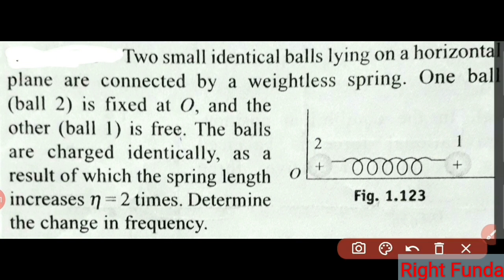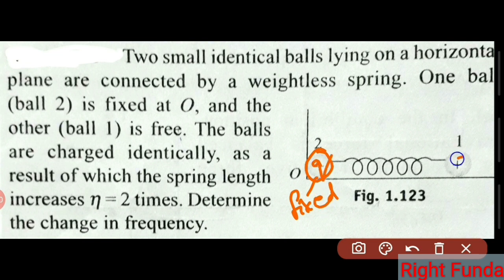See, here this ball is fixed at this point, and this is the movable one. Both are given identical charges. Here the spring constant is not given, but what information is given to us is that because of this repulsion the spring length increases by 2 times. So from this information we have to calculate the spring constant, and then find the change in frequency.